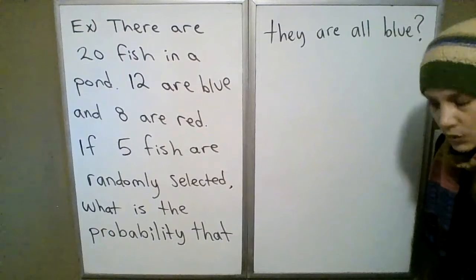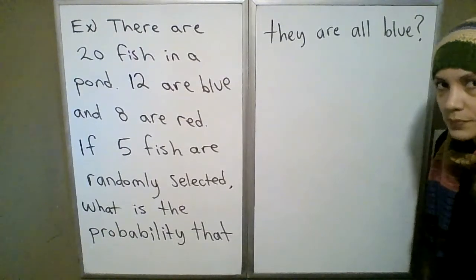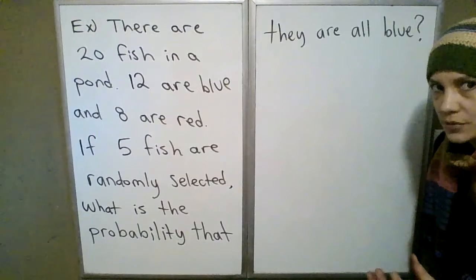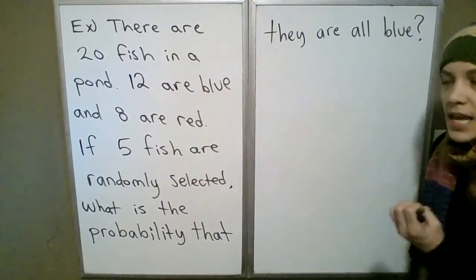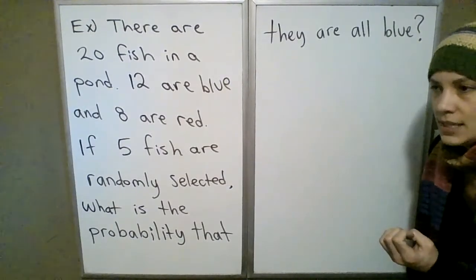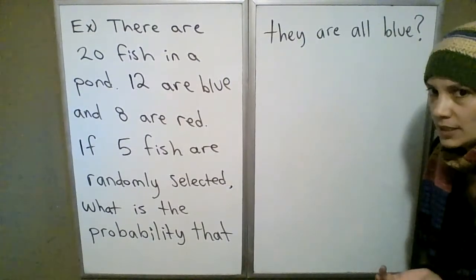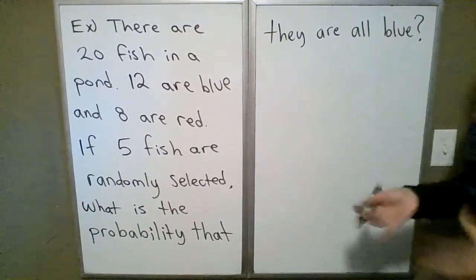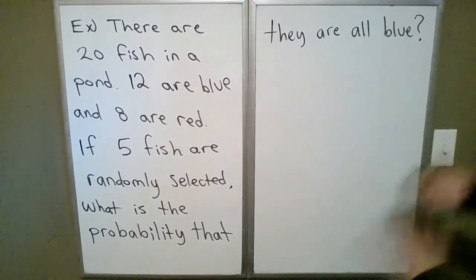For this one, we're going to use combinations. We're choosing 5 fish out of 20 fish. And in the end, it doesn't matter what order you take the fish in. Just scoop them up. It doesn't matter what order they are in. Order doesn't matter.